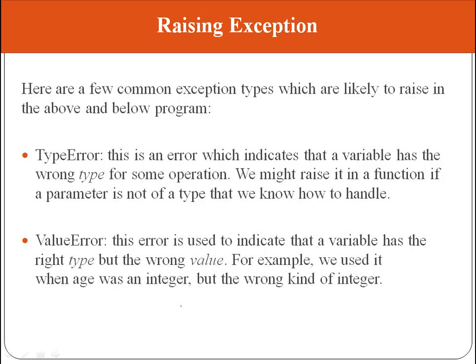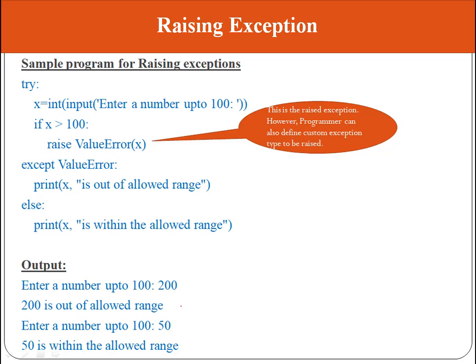Value error. This error is used to indicate that a variable has the right type but the wrong value. For example, we used it when the age was an integer but the wrong kind of integer. Like so, these are how the exceptions are raised, right?